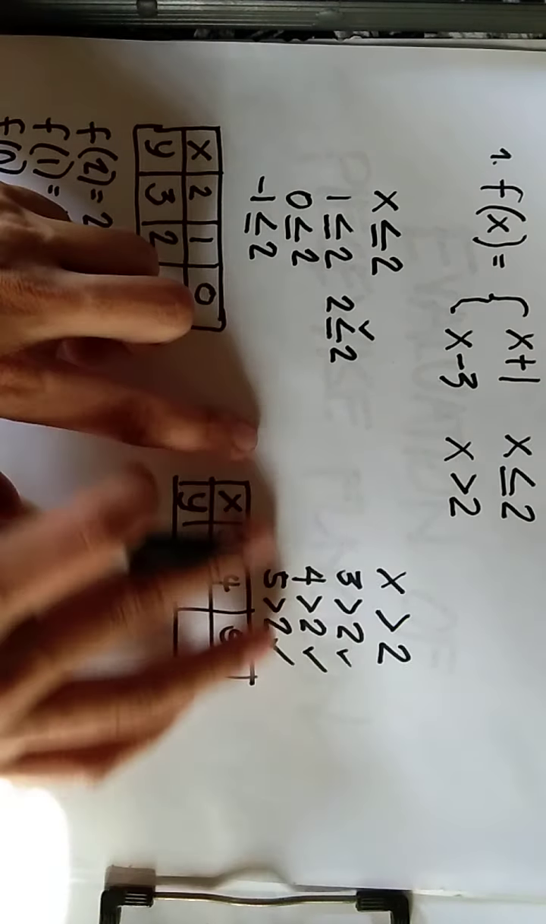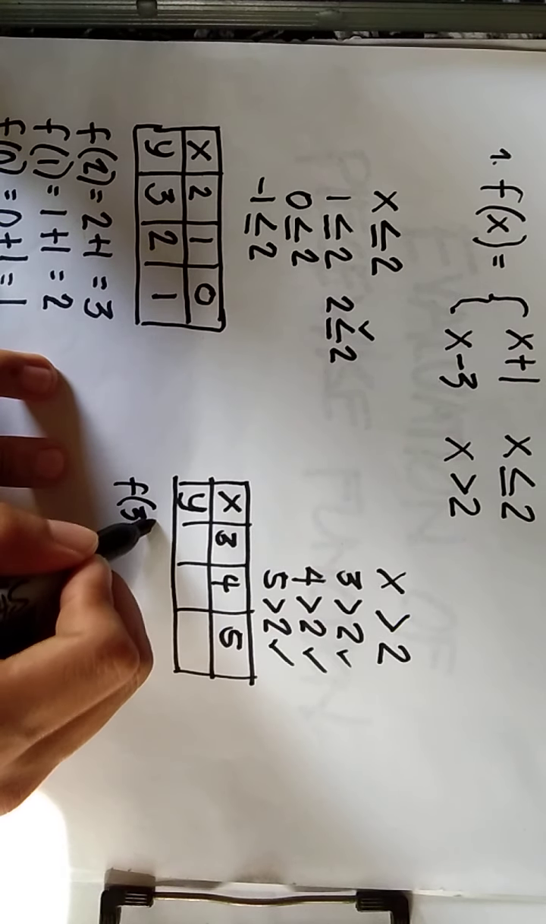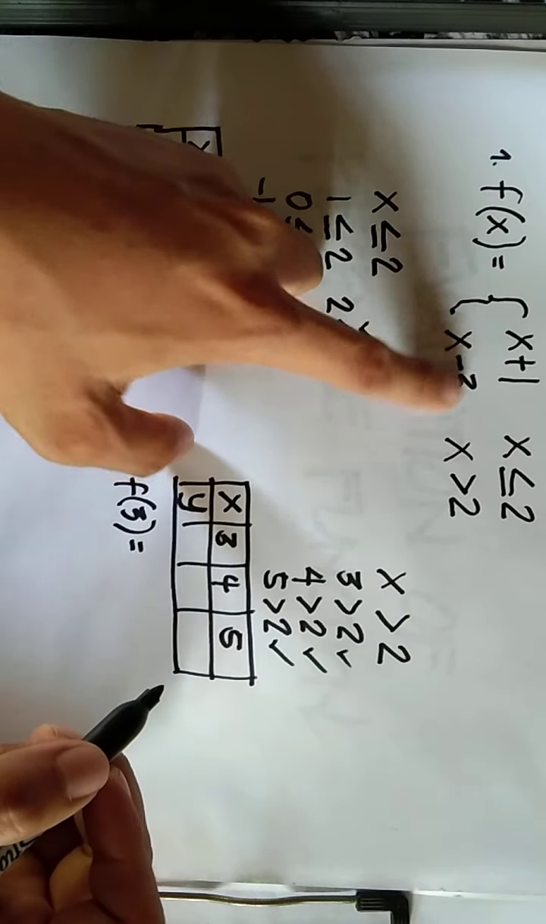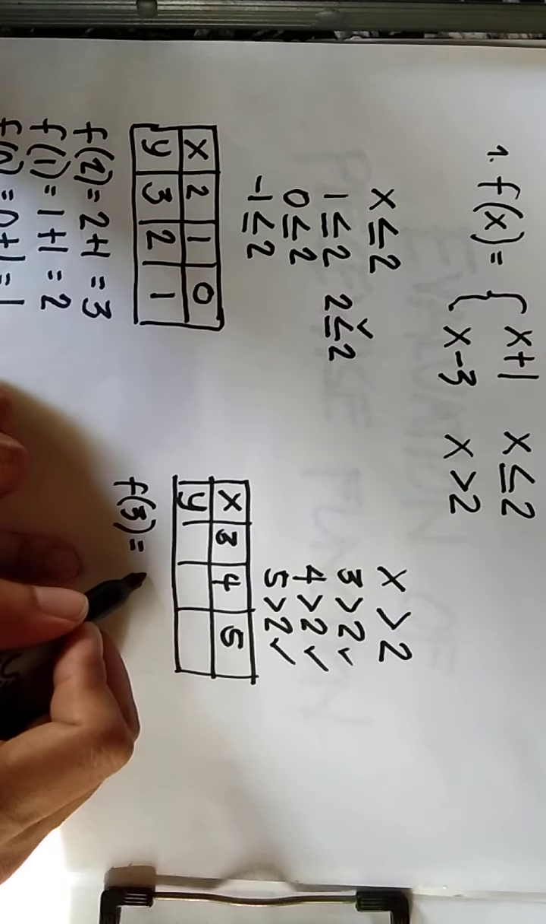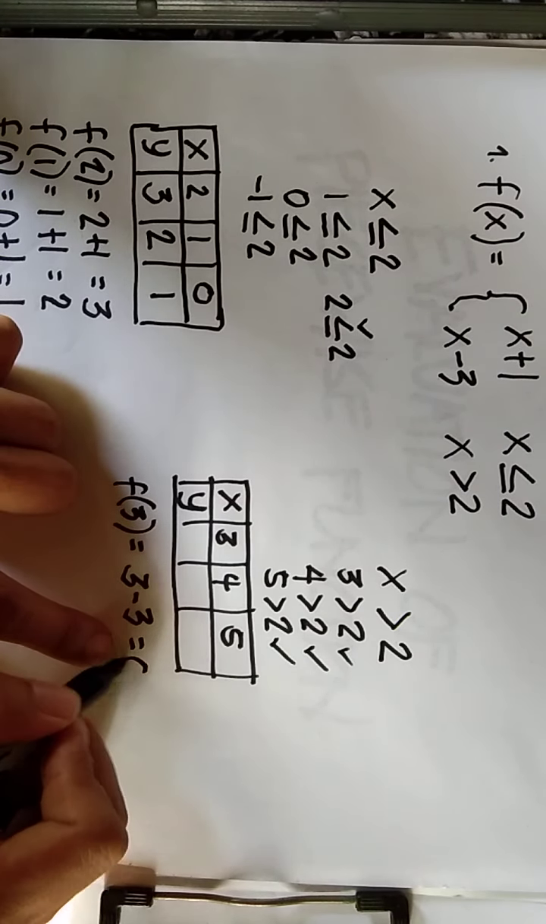And then, since meron tayong x values, isa-substitute lang natin itong given x values natin dito sa ating second condition, which is f of 3 is equal to x minus 3. So, dito sa function na ito, isa-substitute natin yung given values natin. So, we have 3 minus 3, that is equal to 0. And then, f of 4 is equal to 4 minus 3, and that is equal to 1. And f of 5 is equal to 5 minus 3, and that is equal to 2.